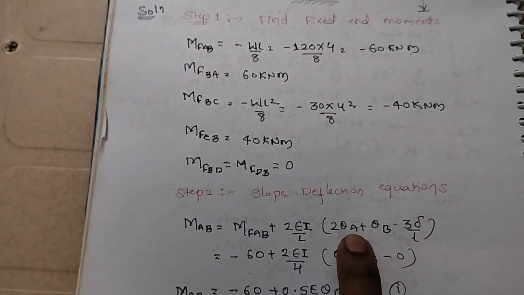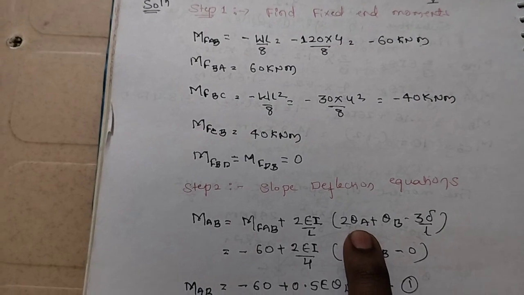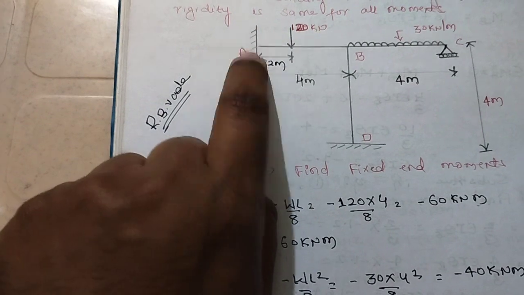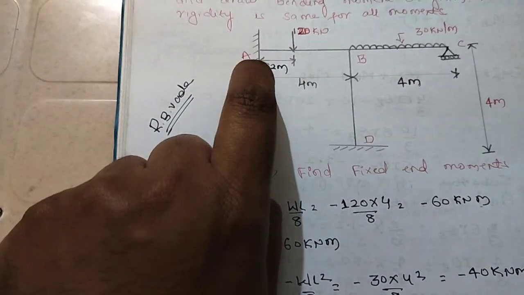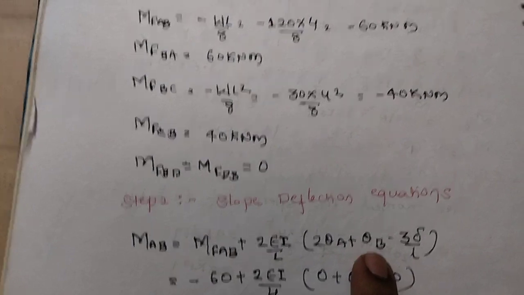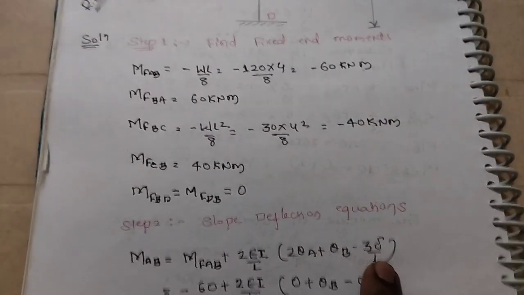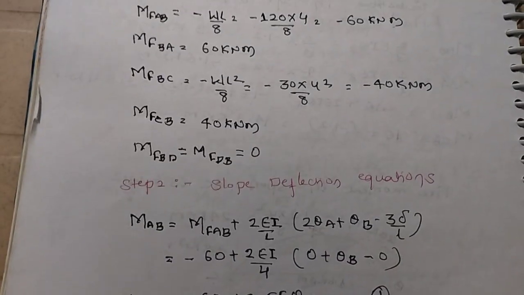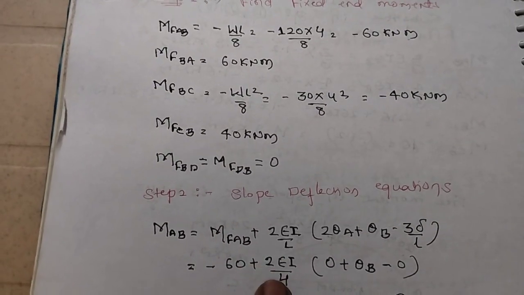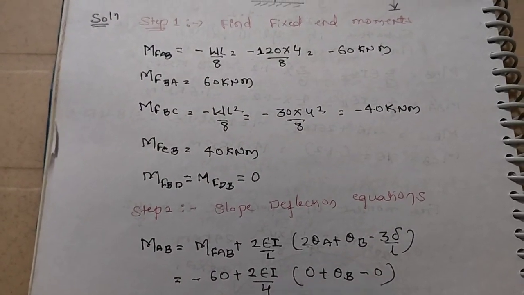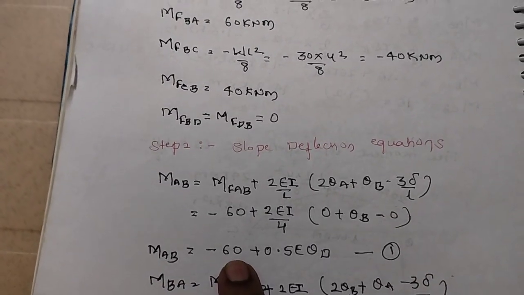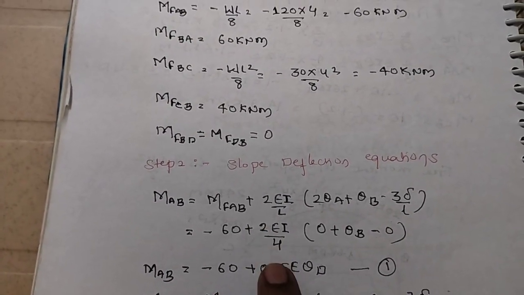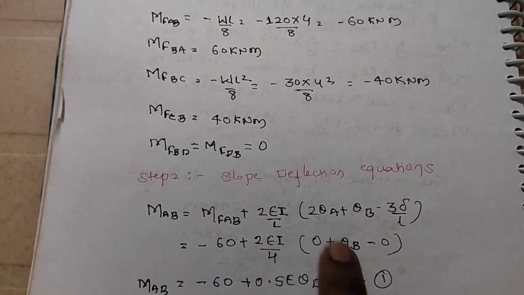2 theta A. Theta A is the slope at point A. It is a fixed end, so the value of theta A will be 0. 2 theta A plus theta B minus 3 delta by L. Delta means sinking of support. Is there any sinking of support given in the question? There is no sinking of support given, so that value is equal to 0. So minus 60 plus 2EI by L, 0 plus theta B minus 0. If we solve, minus 60, and multiplying 2 by 4 gives 0.5, so 0.5 EI theta B. This is equation number 1.